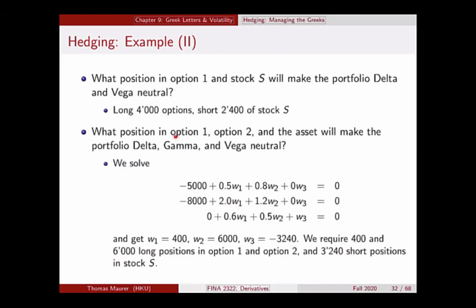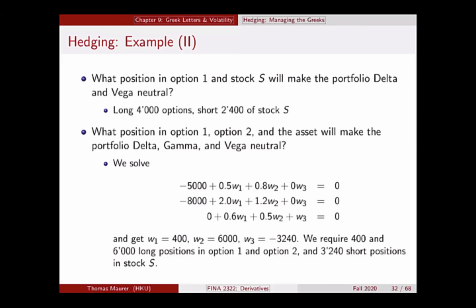The last question asks, what positions in option type number 1, 2 and the underlying asset will I have to add to my original portfolio to make the new portfolio delta, gamma and Vega neutral, so setting all of these equal to 0.